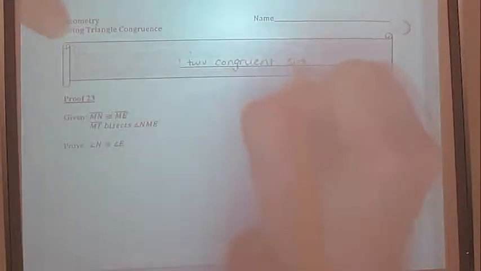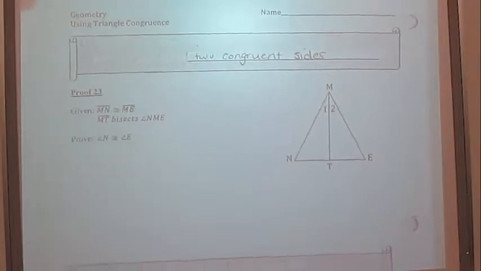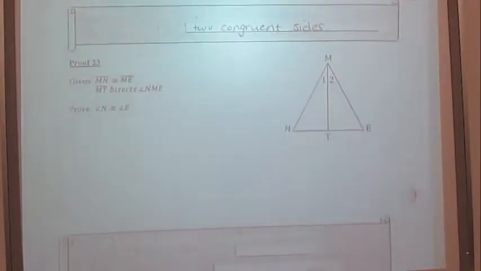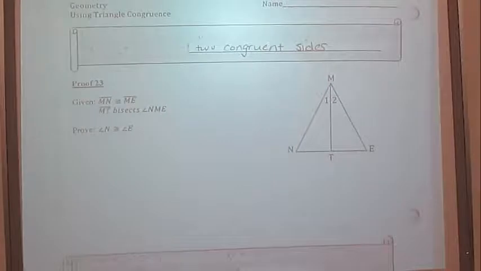Okay, so we're over here on proof number 23, and you can see that there's a blank there. You can use whatever kind of proof you want. You can do a paragraph proof, which is just really writing it out in words. You can do a 2-column proof like we've done in the past, or you can do a flowchart proof like the problem that we just did. So I'm going to go ahead and do a flowchart proof.